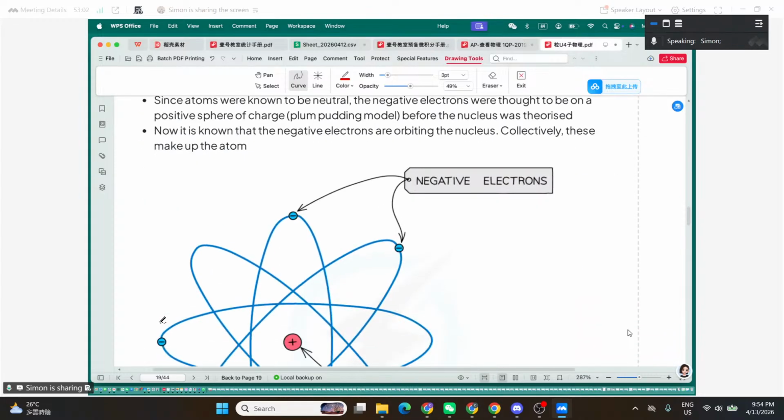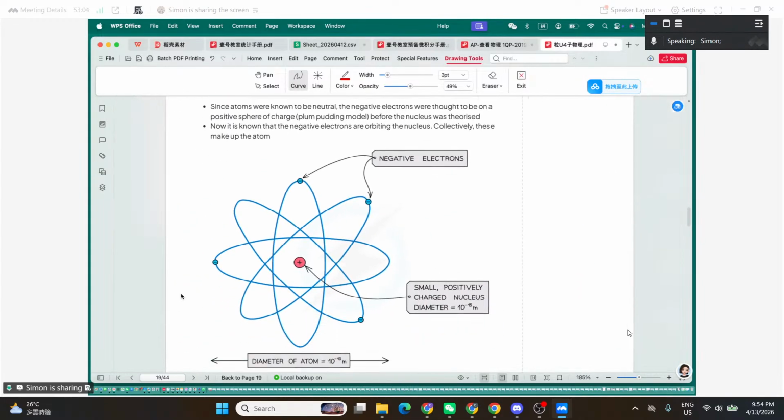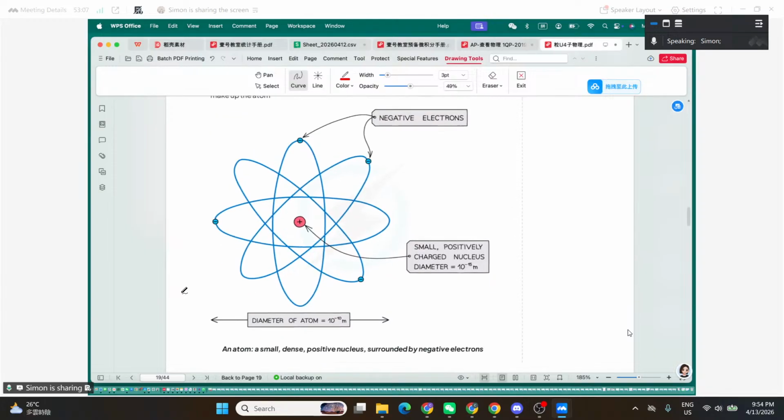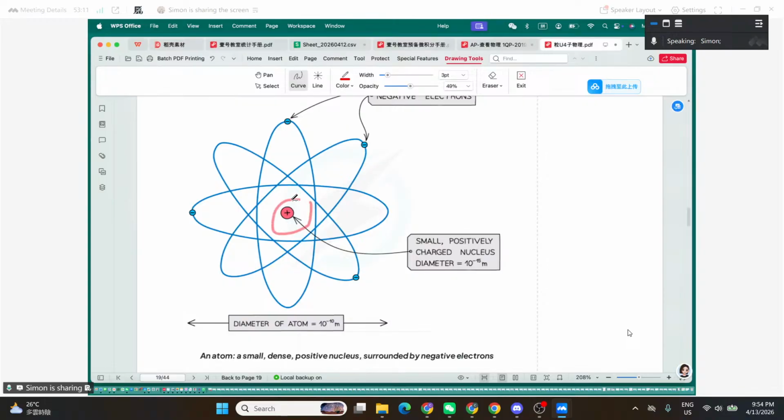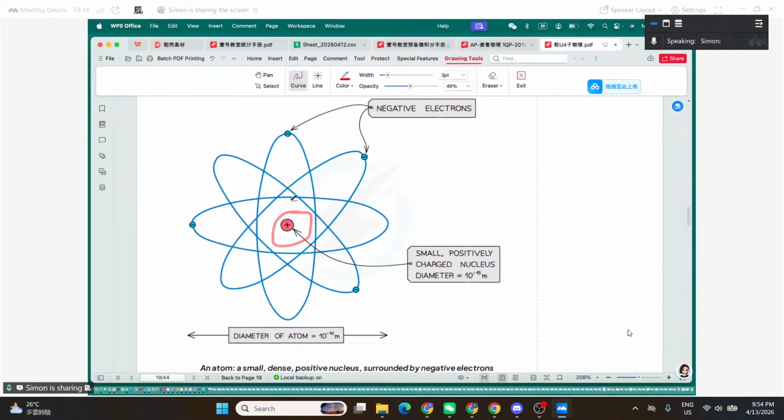So we can construct the real structure, the real model of the atom. We can see the core. The core is the combination of neutrons and protons, so we call this the nucleon. The nucleon is the combination of the proton and the neutron, and this one is the negative electron.